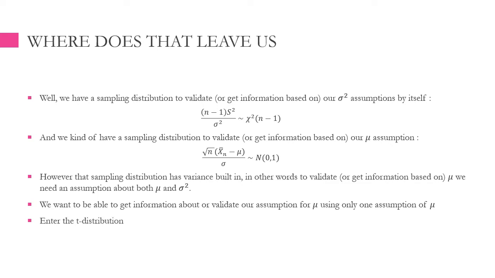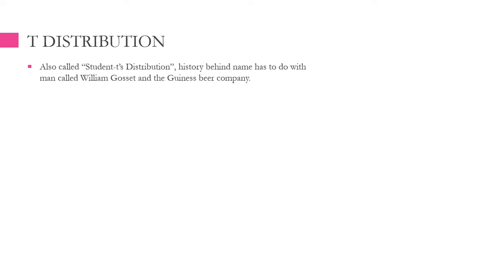And that's where the t distribution comes in. The t distribution is also called Student's t distribution, and the history behind the name has to do with someone called William Gossett. He used to work for the Guinness Beer Company. There's a whole story behind it. He wasn't the first person to discover it, but he got most of the credit because he was English, essentially. He discovered it later than other people, so people had discovered it beforehand. Anyway, we're not here for a history lesson.